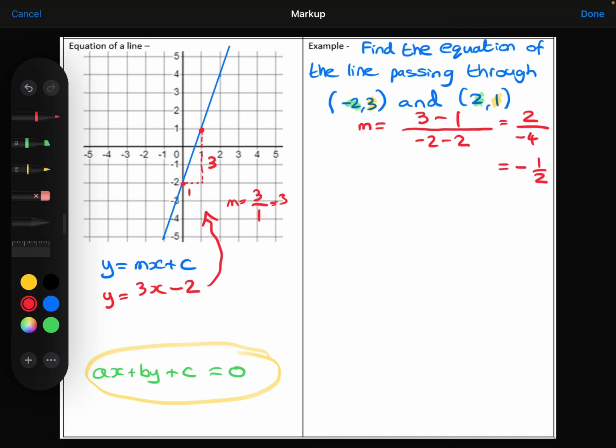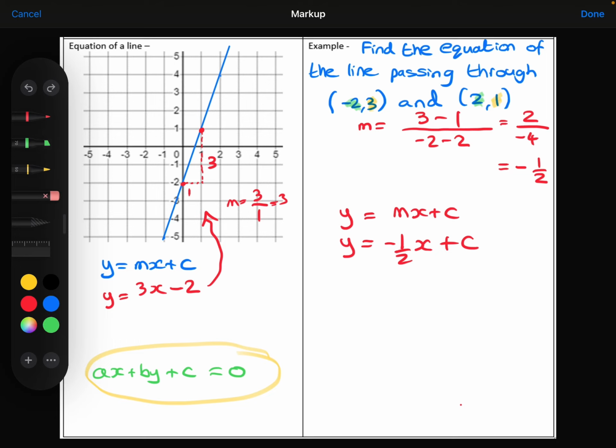You might be tempted to write 0.5 there. Don't. Keep it as fractions for all your work on coordinate geometry, especially with the gradient. So I know my gradient is minus 1/2. So I can now start to write down the equation of this line. I can say y equals mx plus c, and I've just worked out that the m is minus 1/2, so I can put that in. But I don't know the y-intercept yet. I still need to work that out.